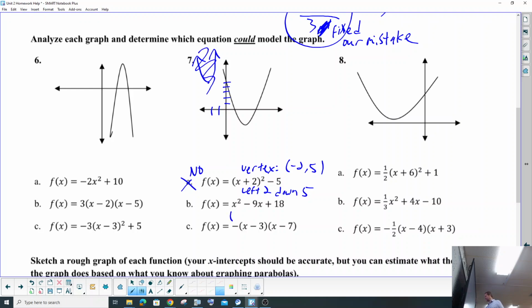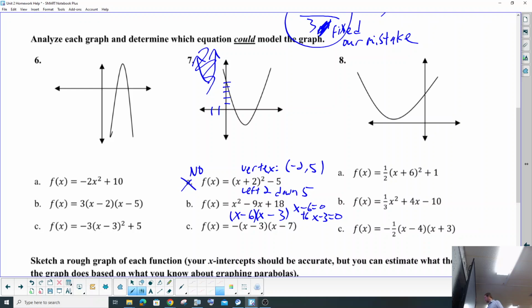Can you factor it? We think x and x. Factors of 18 are what? 6 times 3 are 18. Negative times negative is a positive. Set those each equal to 0. So we're trying to find the x-intercepts right now. Remember, inside the parentheses is opposite what you think.